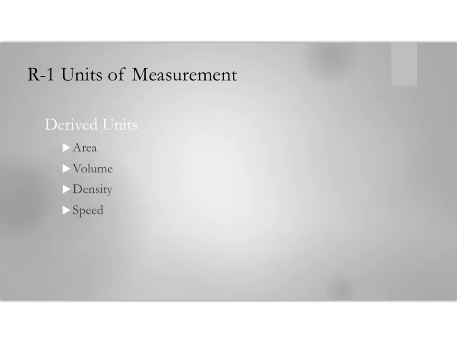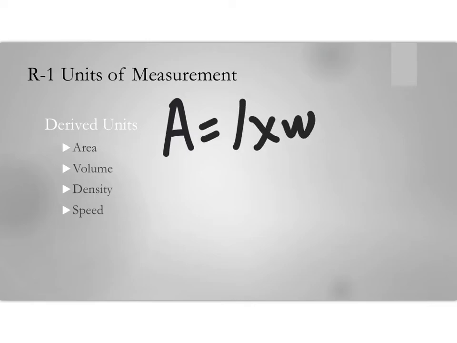All right, and then there are derived units. These are units of measure that require more than one measurement. For example, area is defined as the length times the width of an object. If it's a square, it'd be length times length, but the measurement in its units is meters squared. Even though both are lengths of an object, it's still a derived unit.